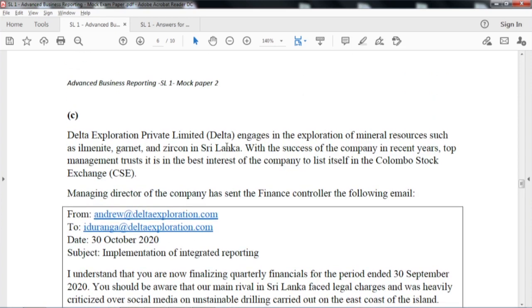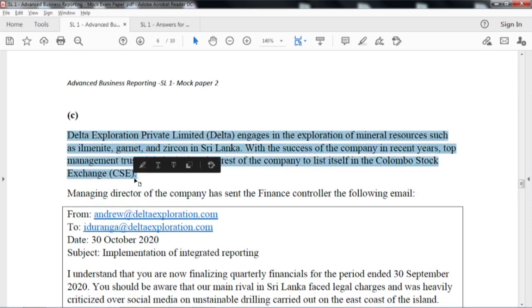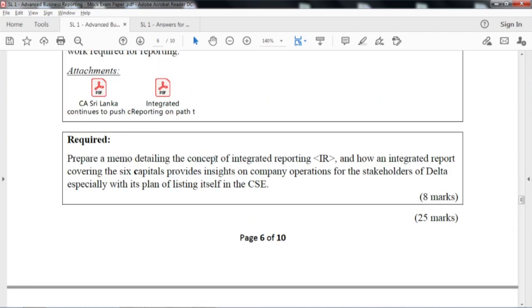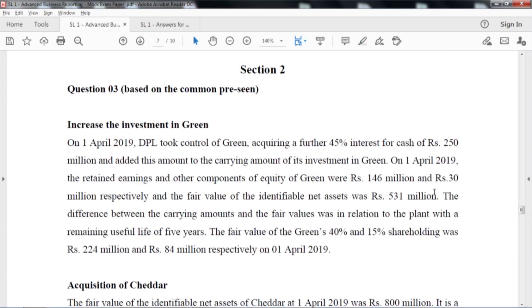And in the same 25 marks question, that's the area that I can easily address to you, and that is integrated reporting, right. Because you see the end, prepare a memo detailing the concept of integrated reporting and how an integrated report addresses 6 capitals, providing a very easy question. These are 8 marks given. So, we can look at those.